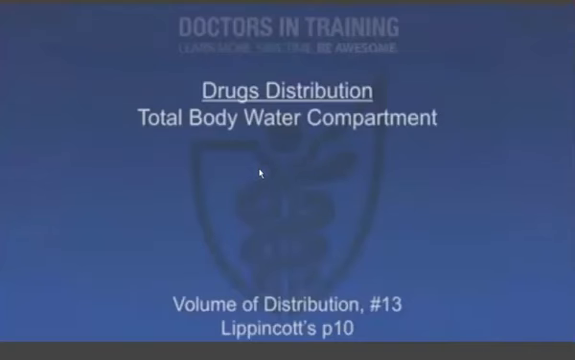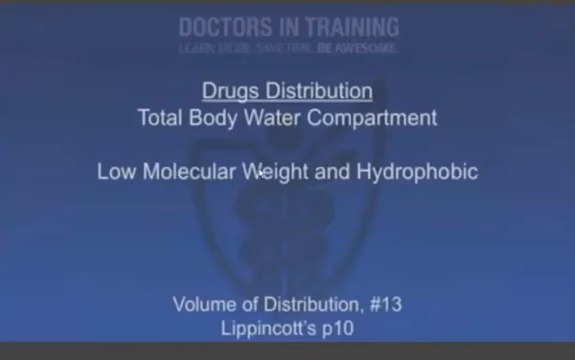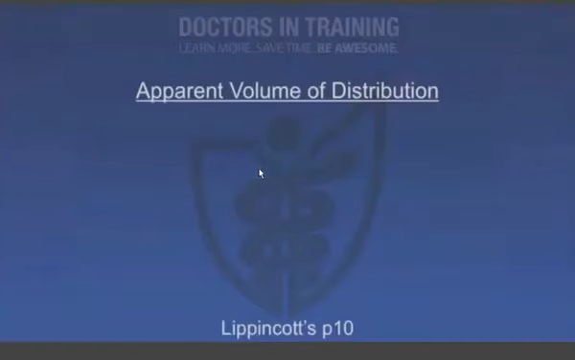The final group of drugs are drugs that distribute into the total body water. These are drugs that are, again, small, they have low molecular weight, but they're generally hydrophobic. So they can pass out of vessels into the interstitium, and then they can diffuse into the cells through the cell membranes. So they can distribute in the total body water, which is 60% of the body mass. So you can tell by some of the characteristics of the drug what types of volume of distribution it's going to have. So we need to talk about this concept of the apparent volume of distribution.